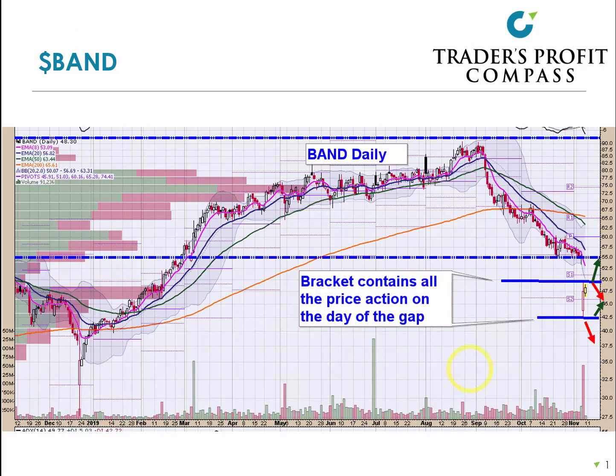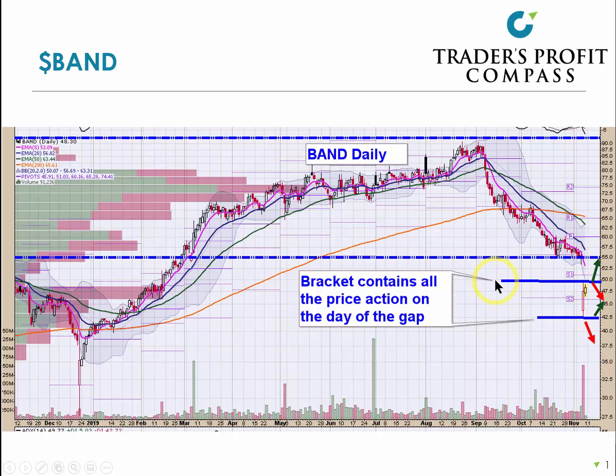Here's an example of a gap down on Band. It just happened yesterday. You can see here that price was up here at 55. They reported earnings. It gapped down, went all the way down to 42.5, and then rebounded back up to 47.5. Today you can see that it's up a little bit.